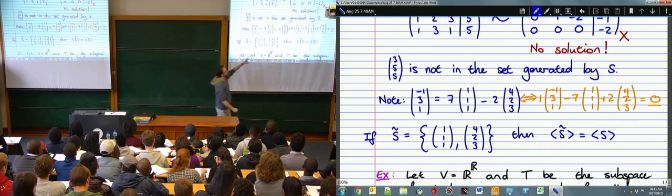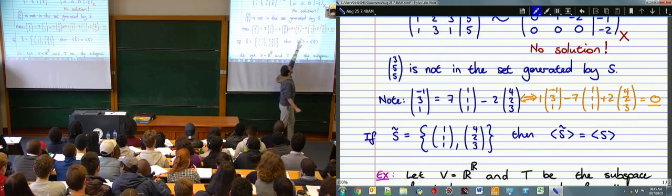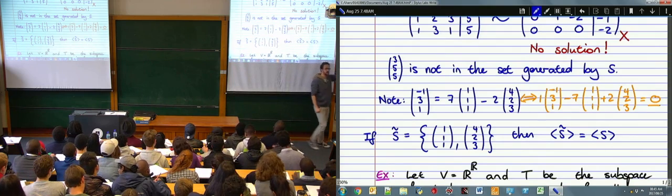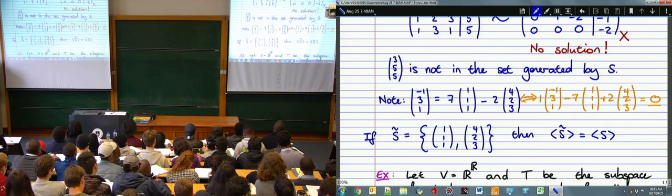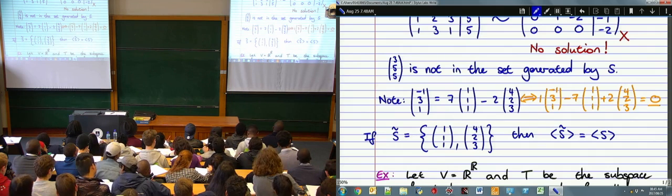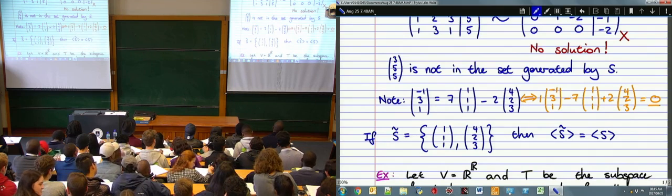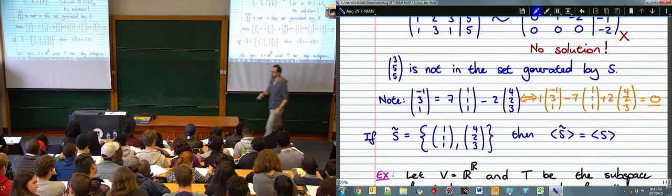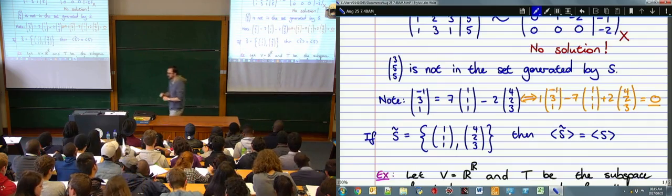So we've found some coefficients, alpha 1, alpha 2, alpha 3. At least one of those coefficients, in this case all three of them, are not equal to zero, and that linear combination adds up to the zero vector. So this is exactly the definition of linear dependence. So we would say that the set S that we started with is a linearly dependent set of three vectors.